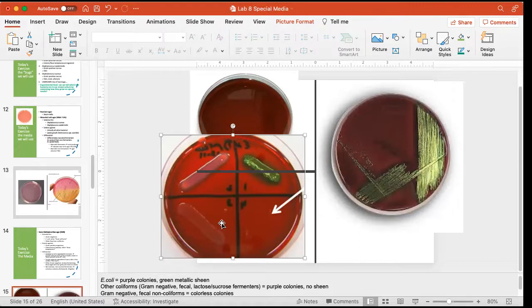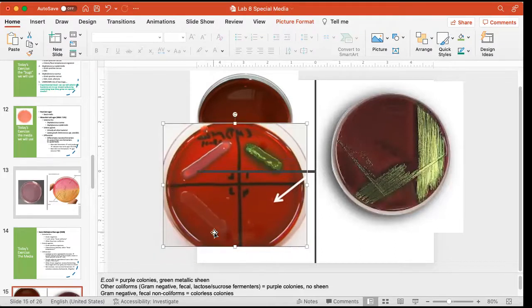And down here, do you see this? This is a streak of growth that is not purple. That tells us that this is a gram-negative fecal organism that cannot ferment lactose and sucrose. So this might be Salmonella, this might be Shigella, or some other non-coliform. And finally, we have this quadrant with nothing growing in it. If you put a streak on here and nothing grew, that would tell you you're likely dealing with a gram-positive organism. Gram-positive organisms cannot grow on EMB.